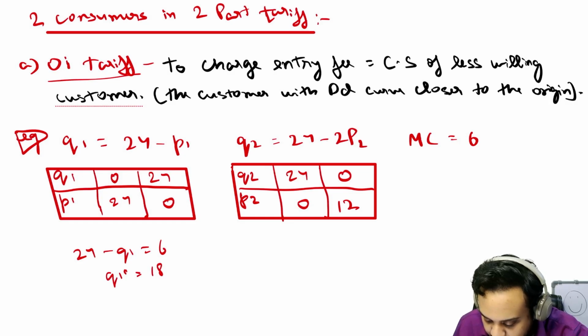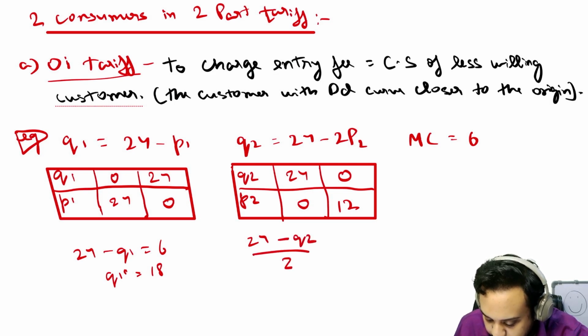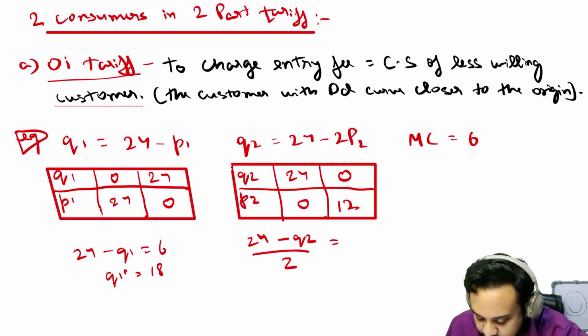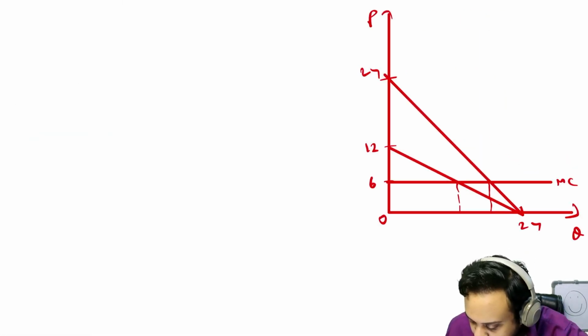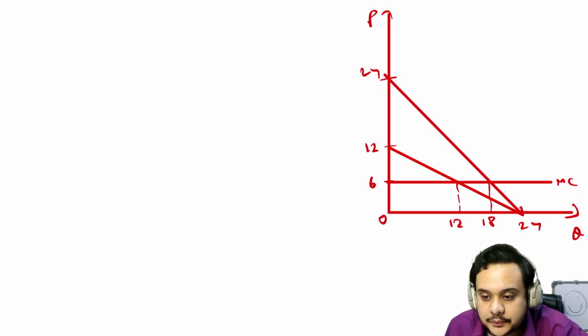Similarly, what will be P2 in this case? It is 24 minus Q2 upon 2. So for this to be equal to 6, you will get that Q2 star is equal to 12. So Q2 star is 12, and this is 18.